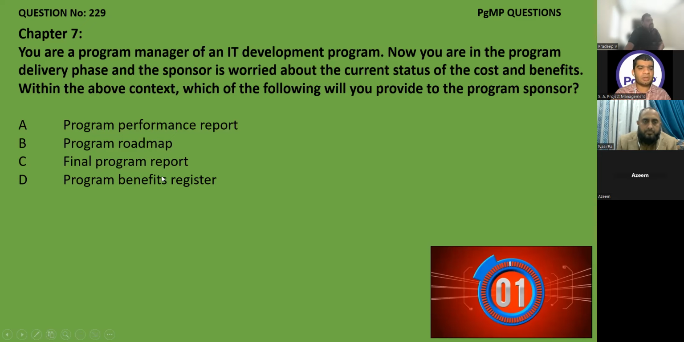The final program report is only made once the program is closed. If the question was, you are in the program closure phase and you have to present the final report to the sponsor to get his approval, then the answer would be C, final program report. And D, the program benefits register.